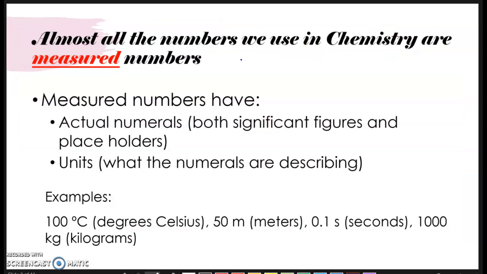Now in science, our units and our numbers go together. So we use measured numbers. It's based off of a measurement made somewhere, and measured numbers have numerals, some of which are significant and some are just placeholders, and they have units. The unit is a part of the number, because let's say you asked me what temperature something was at, and I said it's at 100. Well, 100 Fahrenheit and 100 Celsius are totally different temperatures. 100 Fahrenheit is a hot summer day. 100 Celsius is water boiling. So very different temperatures.